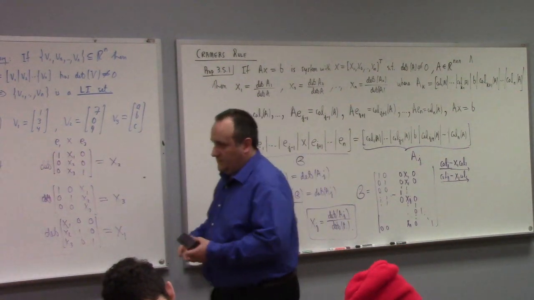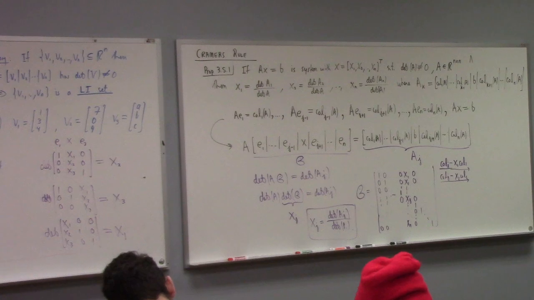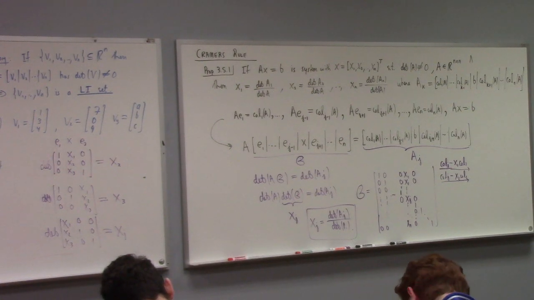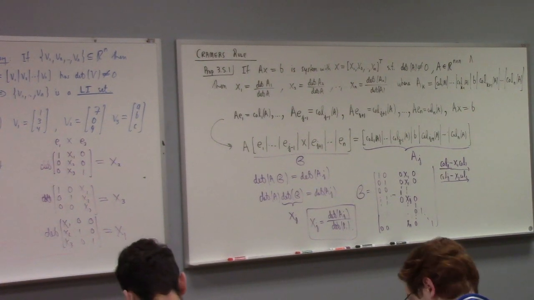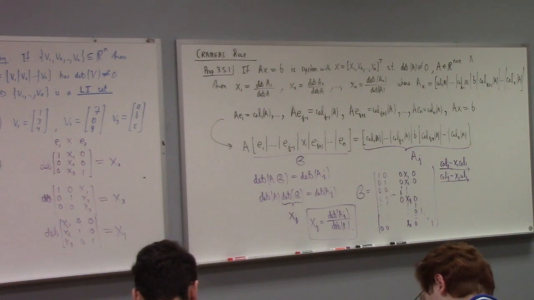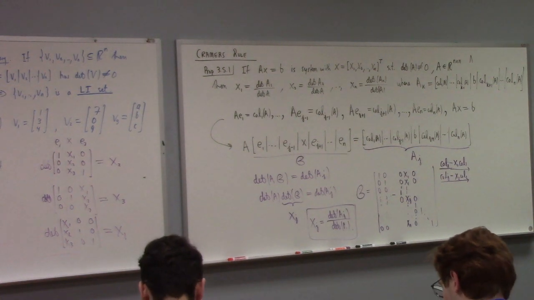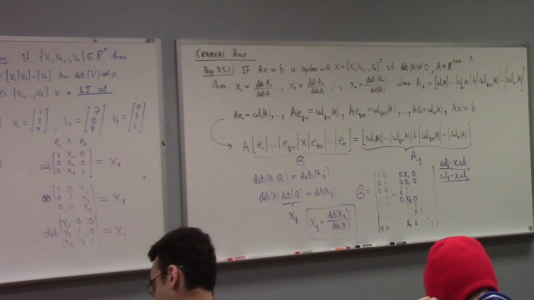So now that we have Cramer's rule, we can use it to solve all kinds of things. However, it is actually rather limiting. And the reason that Cramer's rule is rather limited is that it only works in one context, which is what?